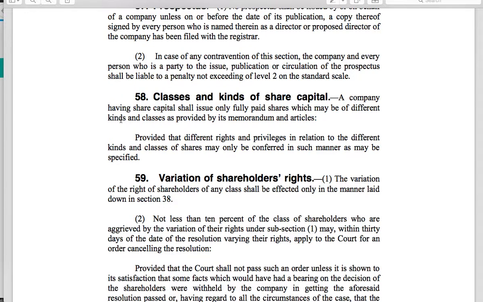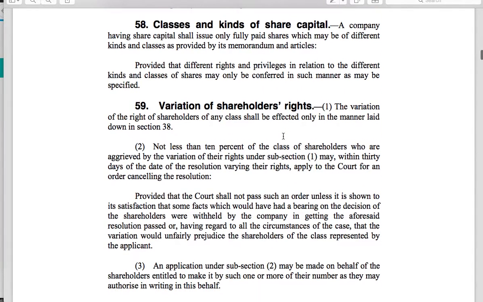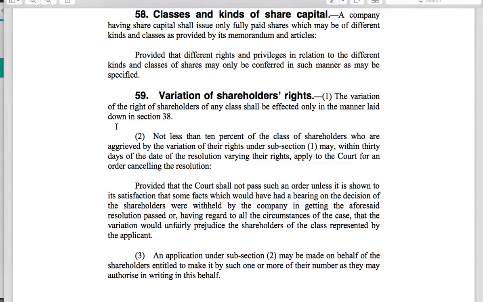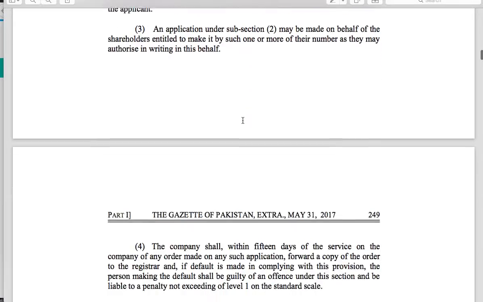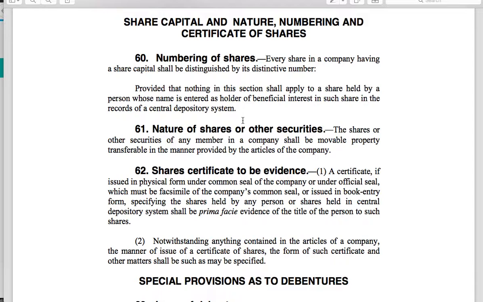Though you can have different kinds and classes, A class, B class, with different paid up values. One share can be for 5 rupees, one can be for 10, the other can be for 100 rupees, and then different rights and privileges can be waived. Now, the variation of the rights of shareholders of any class shall be affected only in a manner laid down in 38. As we are seeing, you can only change when a majority of shareholders give you the right to change the voting rights or other rights of the shares.